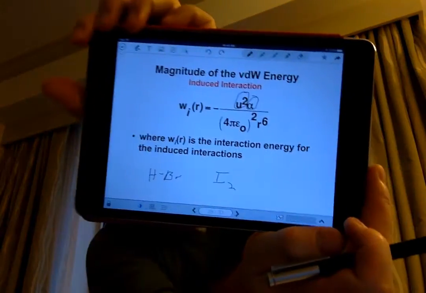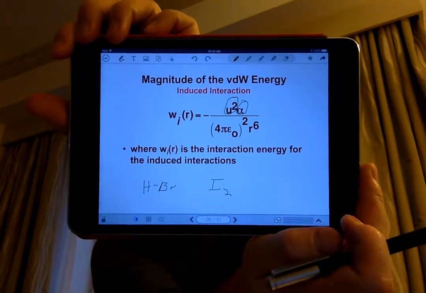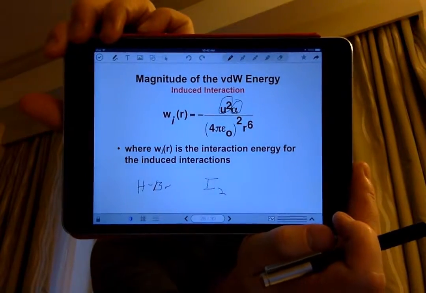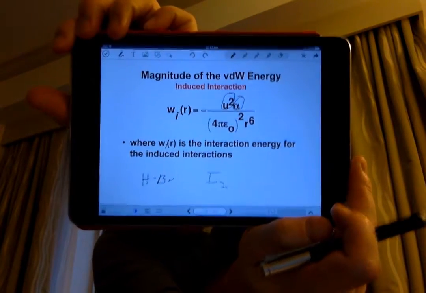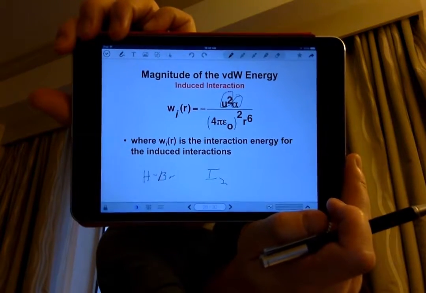So if we have, say, HBr, which has a permanent dipole, interacting with I2, which is an induced dipole, this is an example of an induced interaction. So we calculate the dipole moment of HBr, we calculate or look up the polarizability of iodine, and then we can plug it into this formula right here to get the interaction energy.